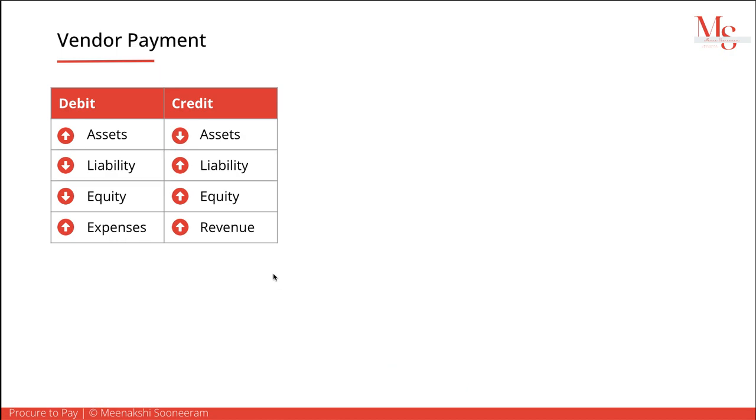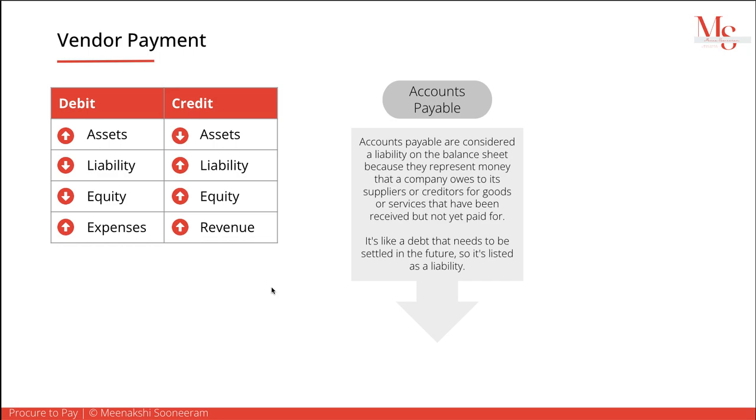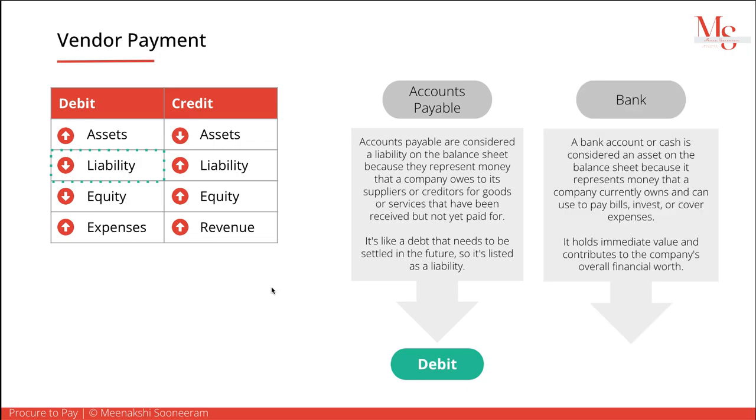Finally, you decide to pay the vendor. So the two accounts that are impacted are your accounts payable and bank. There is a decrease in your AP account because you're settling your balances with your supplier. And since AP is considered to be a liability, a decrease in AP is a debit. On the other hand, we are paying our vendors using a bank or cash account, and these are considered to be assets that you own. Therefore, a decrease in your asset results in a credit.